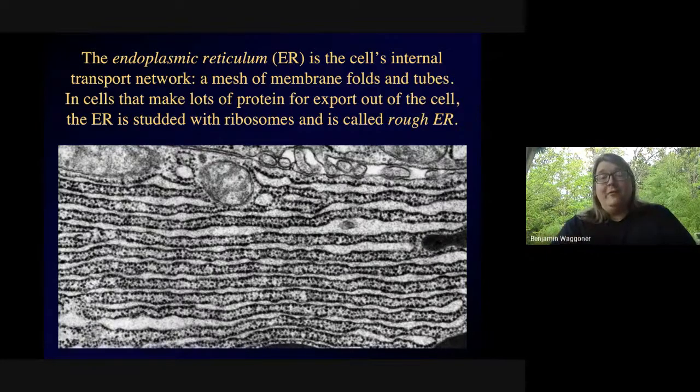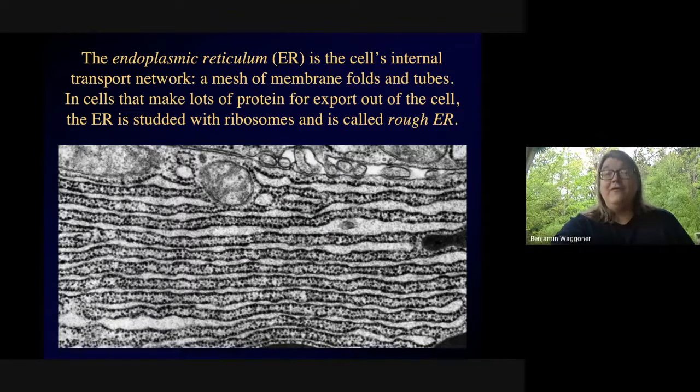So this could be from a salivary gland cell. I'm not sure if it is or not. But if you look carefully, you'll notice that some of these folds of ER are speckled with lots of little dark specks. Those are ribosomes. The ribosomes translate messenger RNA into protein, and then the protein passes through all of these folds and passages in the ER. And ER that has lots of ribosomes on it, by the way, is called rough ER. So this is rough ER that you're looking at.